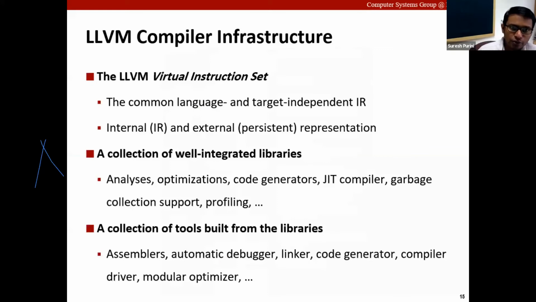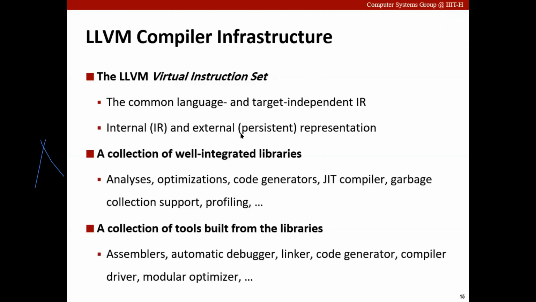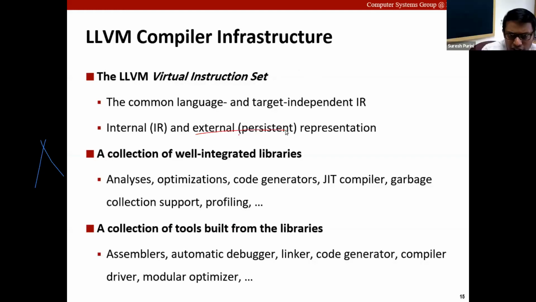So coming to the third example, which is the LLVM compiler, which we will study in more detail in this course. The important thing about the LLVM compiler when compared with GCC is its intermediate representation. And the key thing that you need to remember is this word called external or persistent intermediate representation.